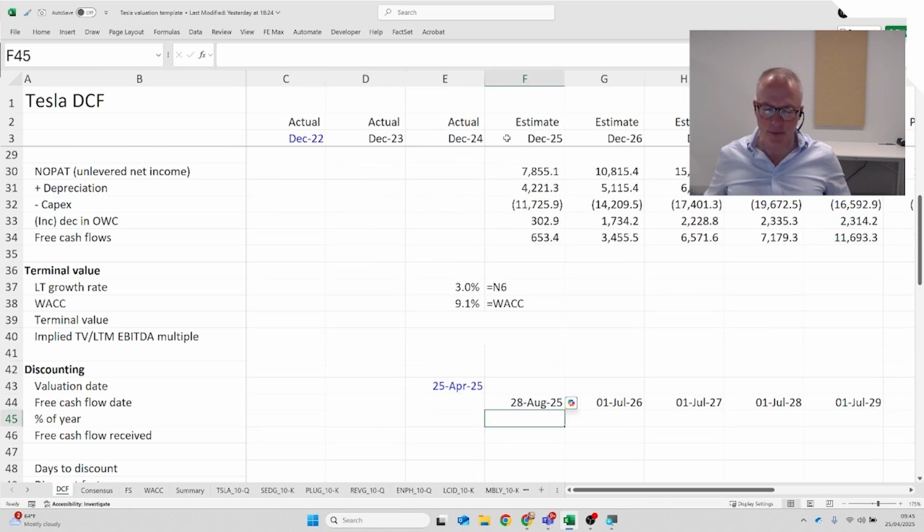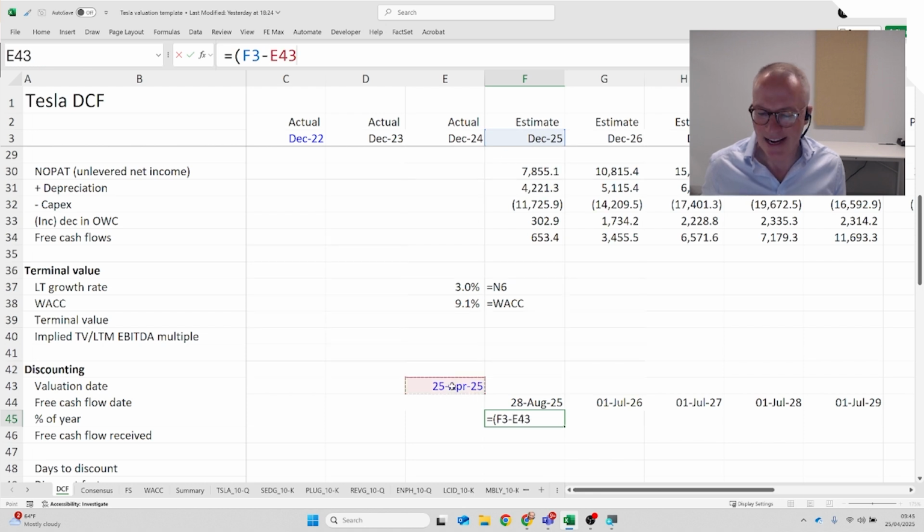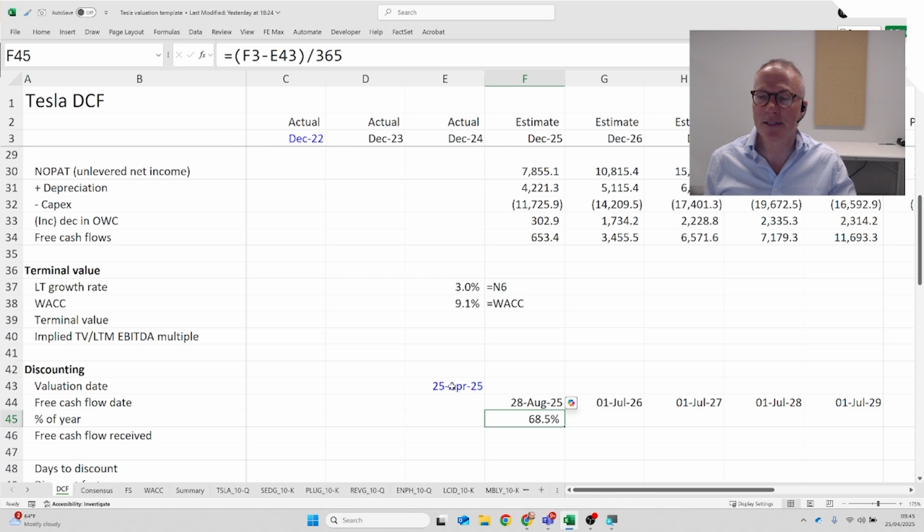Then the next thing is we need to calculate what percentage of the year's cash flow we get. In most years, it's going to be 100%. But in the first year, if we're valuing it at April 25th, we're not going to include any pre-existing cash flows, because we're assuming that they're in the cash balance, and we'll deal with that later on. So for the percentage of the year, I'm going to take my year-end date minus my valuation date, which counts the number of days between those 2 dates, and divide that by the number of days in the year, 365. So in the first year, we're only going to take 68.5% of the cash flows.